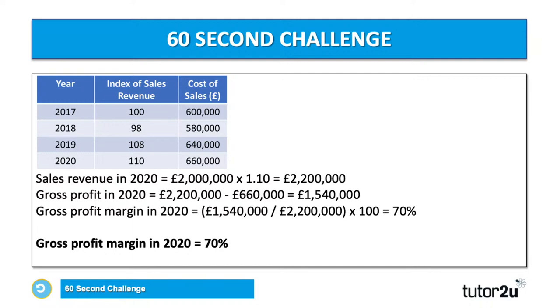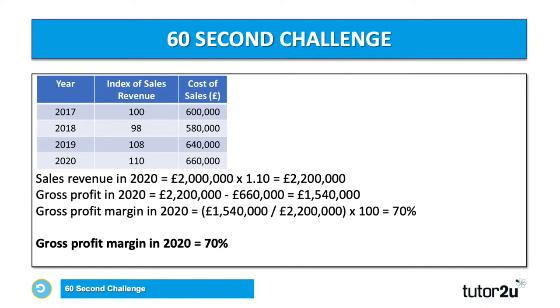So first of all, we work out the sales revenue in 2020. We know that in the base year of 2017, it's £2 million. So in 2020, the index number is 110, so it's 10% higher. So 2 million multiplied by 1.10 gives a sales revenue figure of 2.2 million.